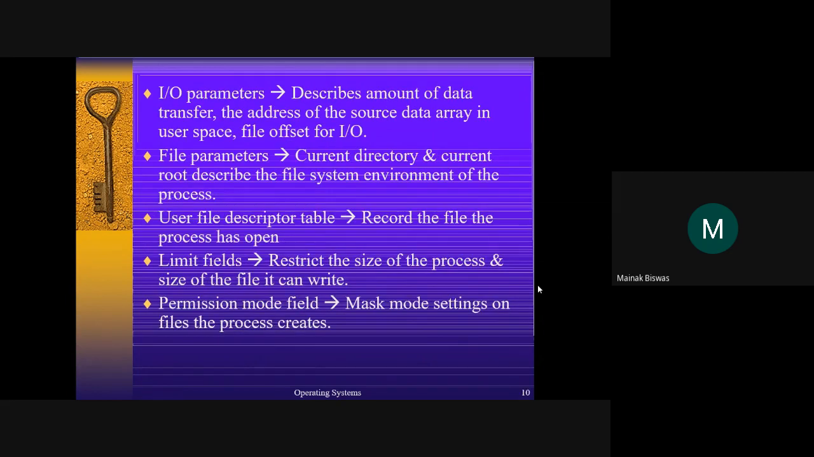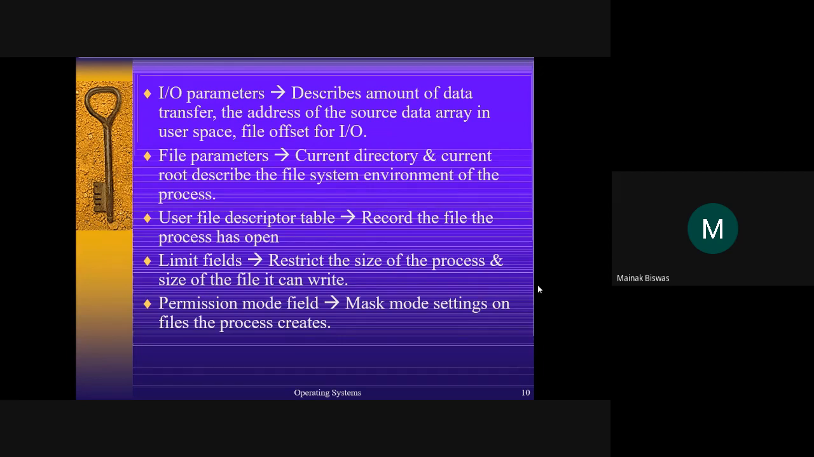So these are different pieces of information. Then IO parameters: they describe the amount of data to transfer, the address of the source of the data array in user space, and the file offset for IO. If a process is running in your processor, it might require input and output data from somewhere. That is stored in the IO parameters.